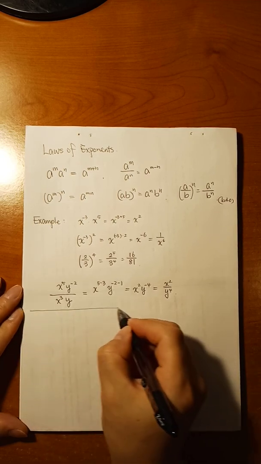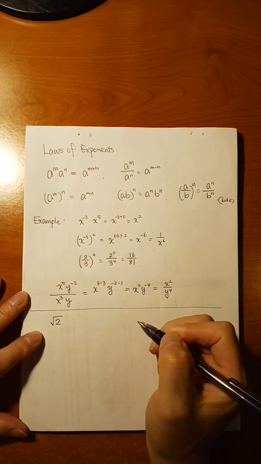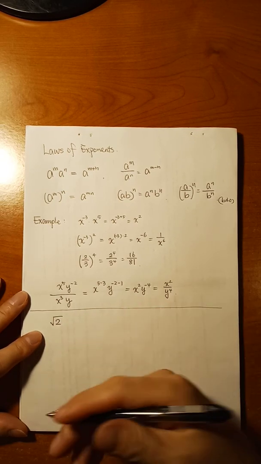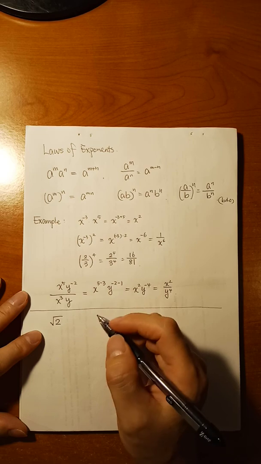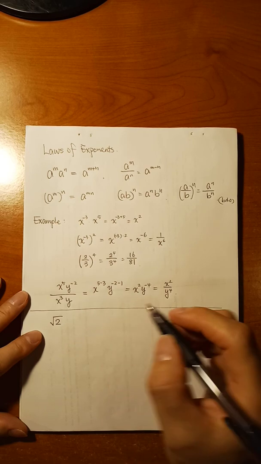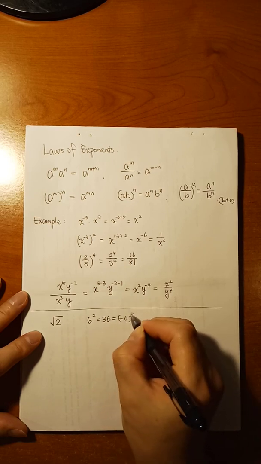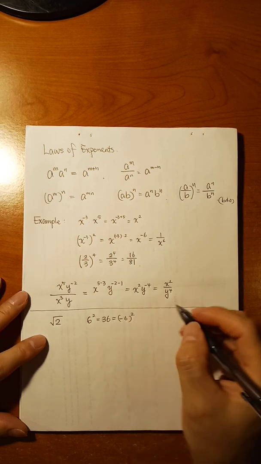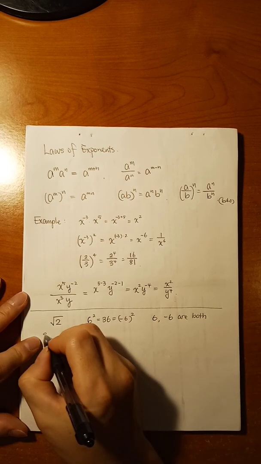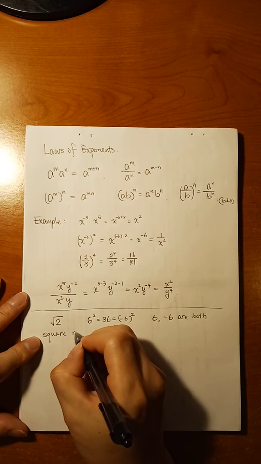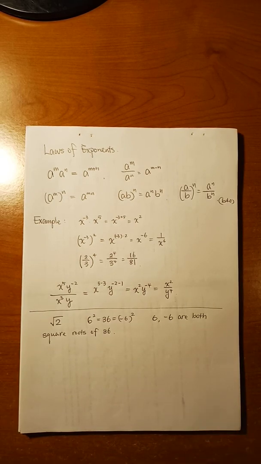The next part is about the square root. Square root of 2, square root of 5, square root of 7. It's the opposite operation of a square, right? So you have 6 squared, 36. Negative 6 squared is 36. So 6 and negative 6 are both square roots of 36.